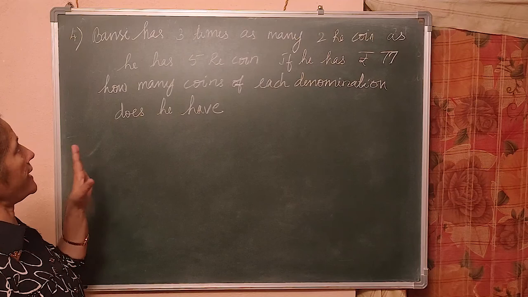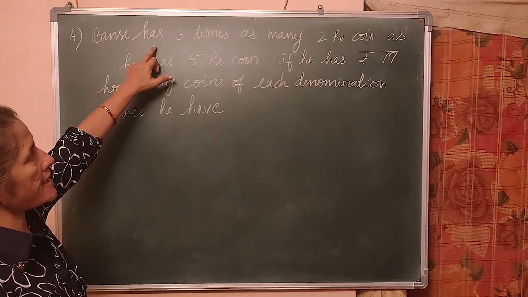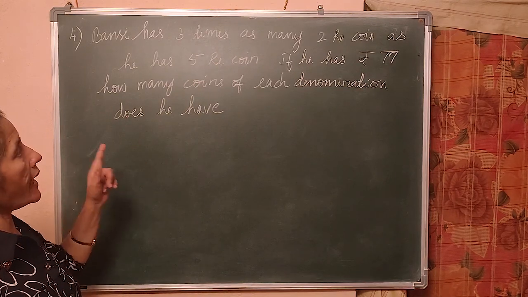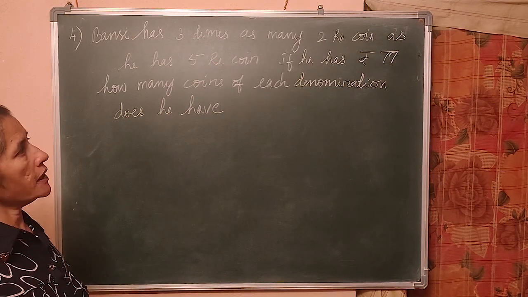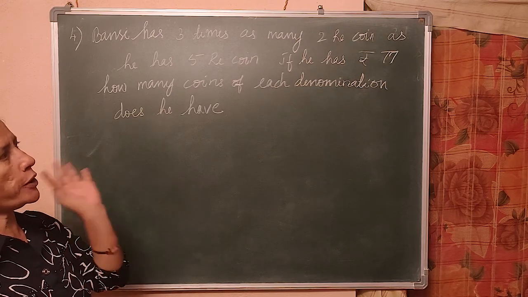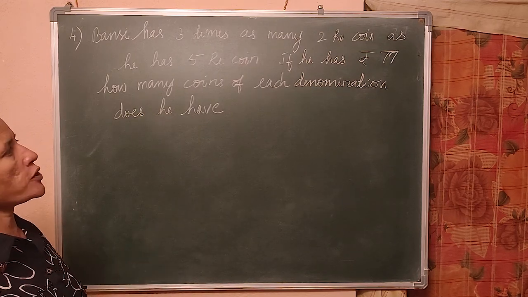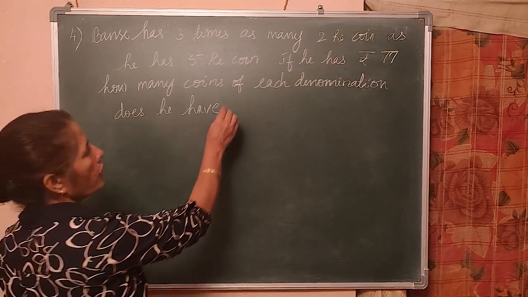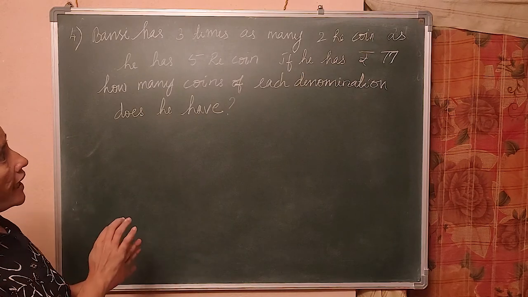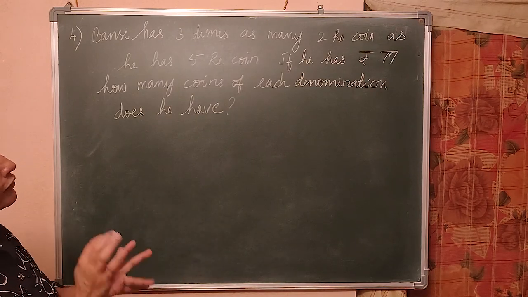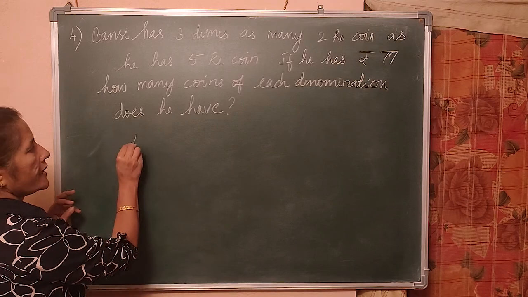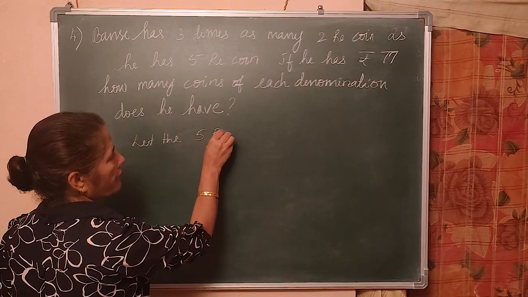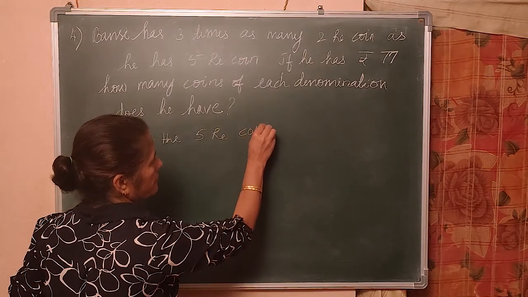Our next question is like this. Bansi has 3 times as many 2 rupee coins as he has 5 rupee coins. If he has totally rupees 77, how many coins of each denomination does he have? Right? So 3 times 2 rupee coins is equal to 5 rupee coins. So let the 5 rupee coin be x.